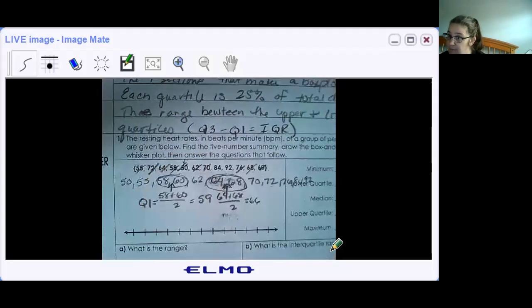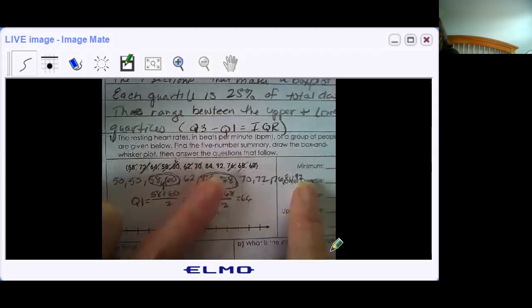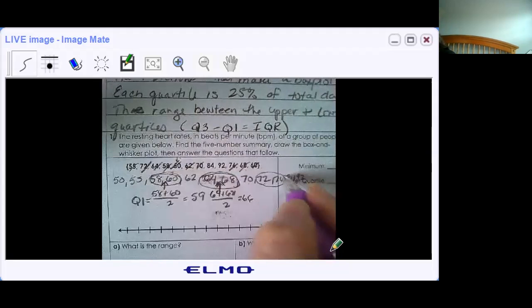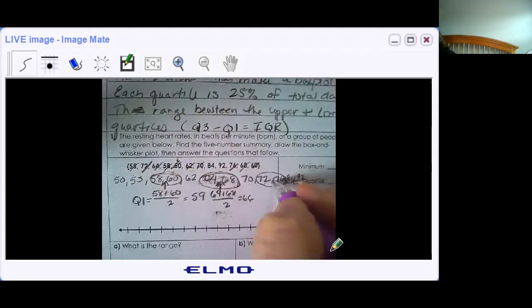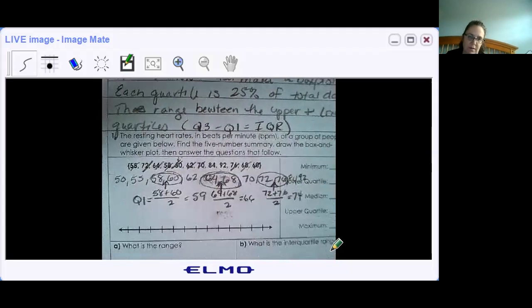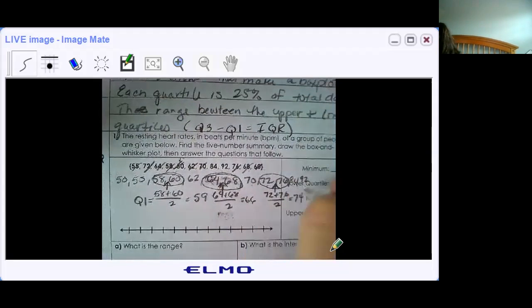Not finished yet. Now I have to find my upper quartile. So I look at the top half of my information and I count again. 1, 2, 3. That's 2 numbers again. So I'm going to have to take their average. 72 plus 76 divided by 2 is 74. Now, this is my Q3.